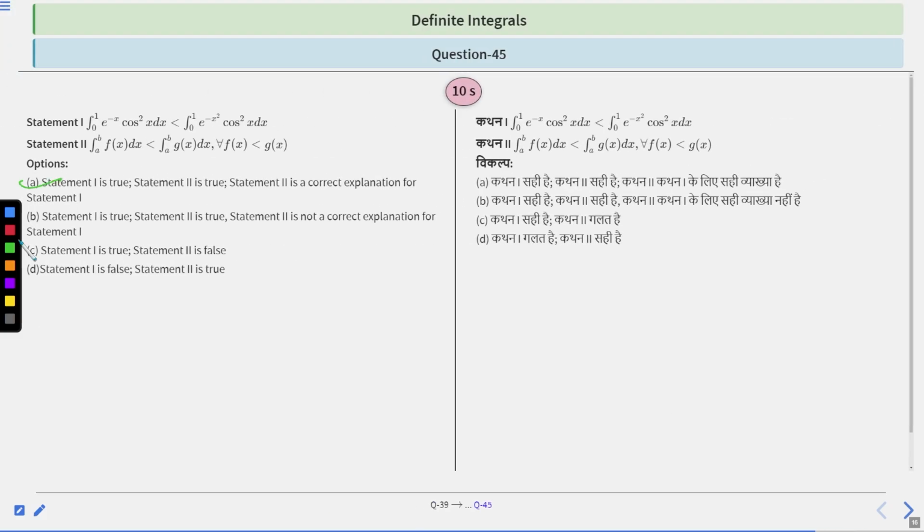Fine. Clear? So in this way, we have discussed a lot of different types of questions based on definite integrals. Hope you understood the concepts and how to apply them in the questions, the theory portion which we have studied, to different types of questions.